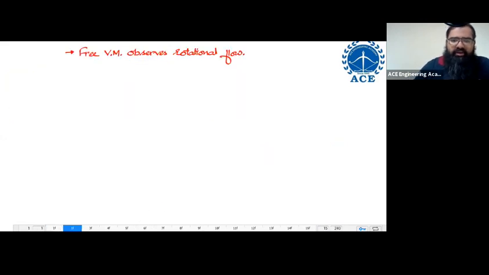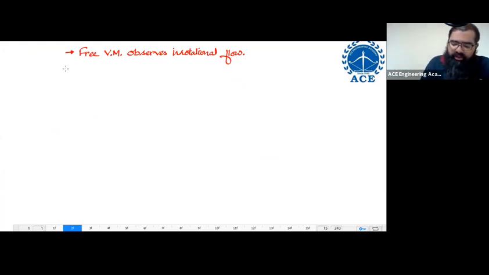So I was discussing regarding free vortex motion. It's not rotational, I'm sorry. One second. Free vortex motion observes irrotational flow. Please be careful. Free vortex motion observes irrotational flow.